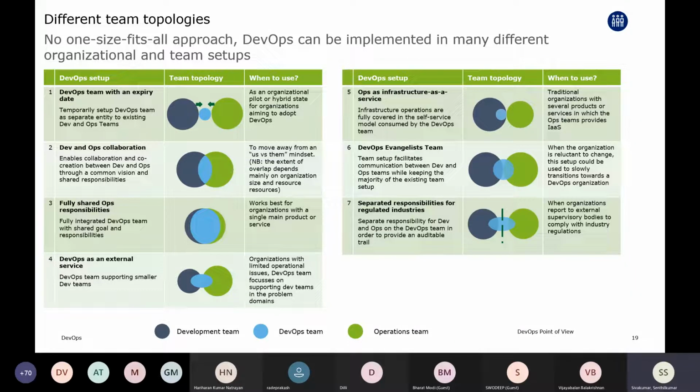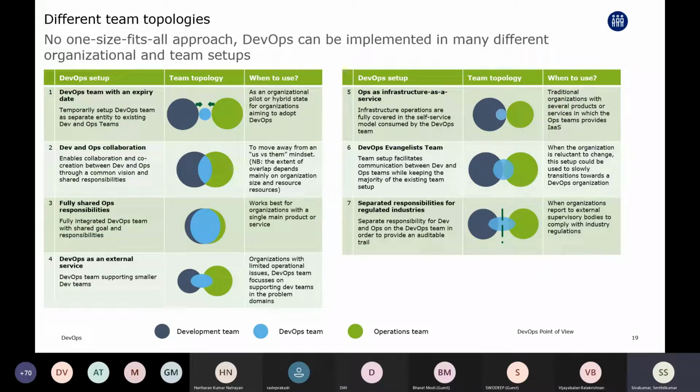So the first one is DevOps team with an expiry date. Temporarily set up a DevOps team as a separate entity to the existing dev and operation team. Now we have two different teams, and we are trying to merge the team. For that, we will make some sort of trial and error. Okay, DevOps team, I want to make these two teams, they are continuously working on their existing project deliverables, but I want to make them work together. So this is the first step.